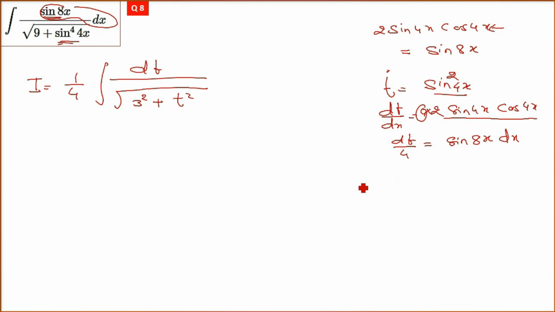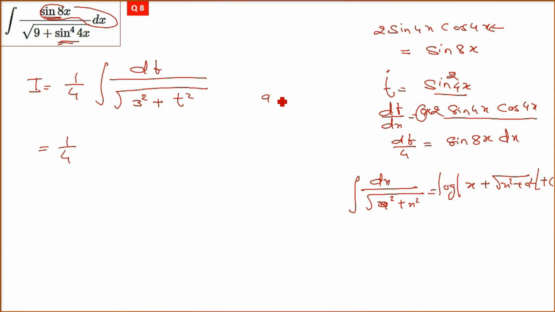Now we have a direct formula. Integral of dx by under root x square plus a square will be equal to log modulus of x plus under root x square plus a square plus constant of integration. So let me write this 1 by 4. In place of a, you are going to take 3 and t will be replaced by x, meaning wherever x is there in the formula, t will be used. So log of t plus under root, actually this 9 plus sin raised 4x will come.